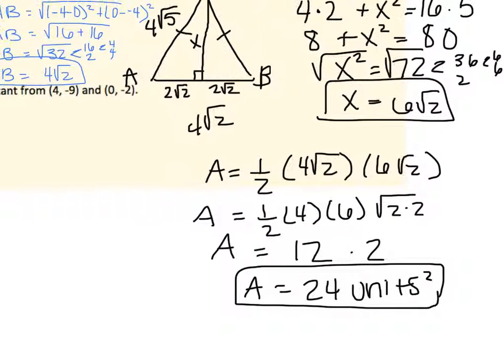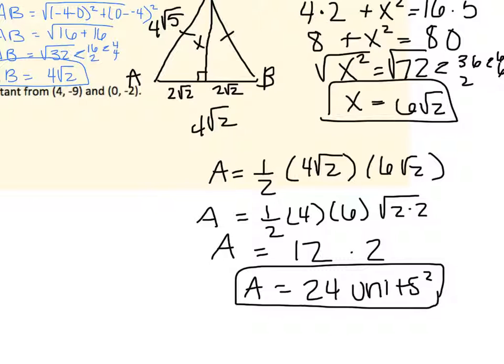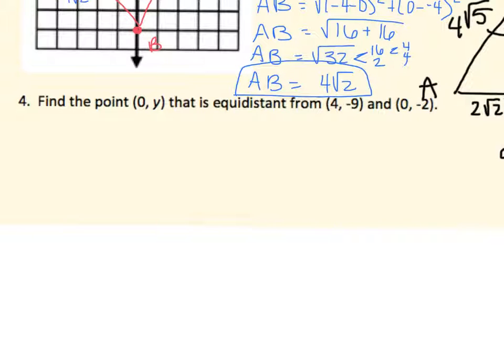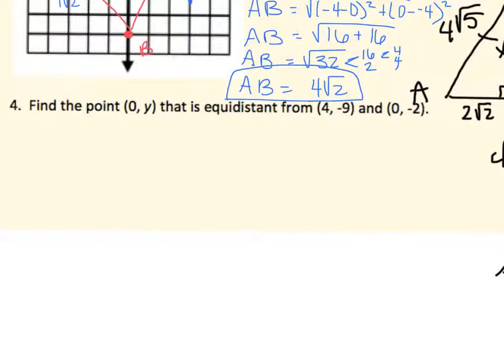Okay, so that's how you would find the area of a triangle using the distance formula. For the second one, we have to define this word equidistant. Equidistant means basically what it sounds like, equal distance. If I call this point A, this point B, and this point C, it says find the point where (0, y), or point A, is equal distance from point B and point C. So what we want to know is when BA equals AC. We're going to use the distance formula and set those two equal to each other and solve.